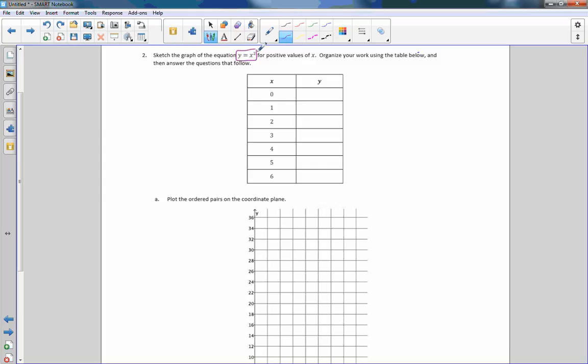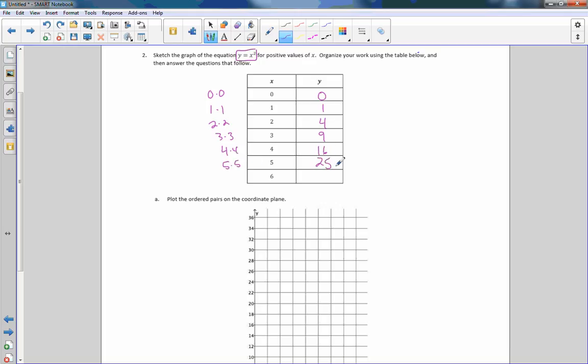So 0 squared, this would mean 0 times 0, and that is 0. And if I plug in 1, 1 times 1 is 1. And if I substitute in 2 here, that means 2 times 2, 2 squared, 4. 3 squared is 3 times 3, which is 9. 4, plugged in here, 4 squared is 4 times 4, which is 16. 5 squared is 5 times 5, which is 25.